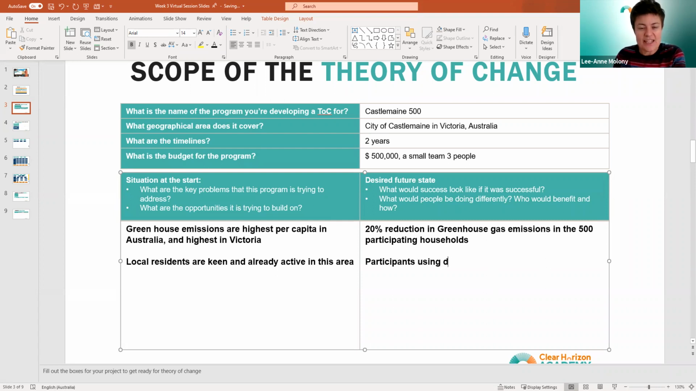Great. Okay. So when you start your theory of change model, it's good to think at the beginning about what it looks like now, what we'd like it to look like in the future. That gets our heads into the space of thinking about clarifying the outcomes. Great. So let's move to the next slide.